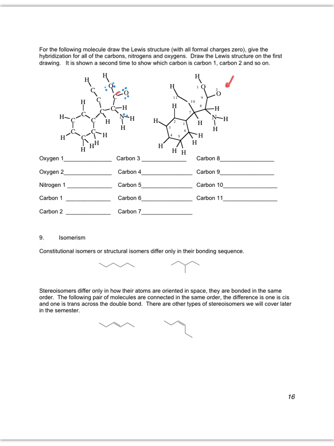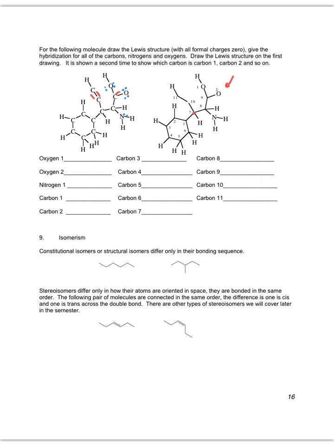Carbon 8 is good, it has 4 bonds. Nitrogen has 3 bonds and a lone pair, it's good. Carbon 7, this one here, has 4 bonds, it's good. Carbon 10 is missing 2 bonds, it needs to have a triple bond. It can't go to 7, it has to go to 11, because 7 already has 4 bonds to it. And then that gives 10 and 11 carbons, 4 bonds on each of them, so they're good.